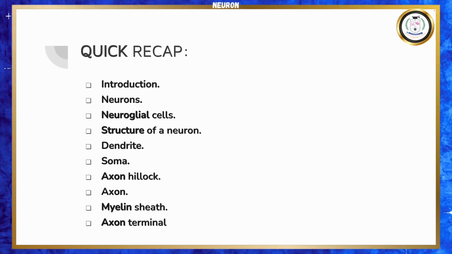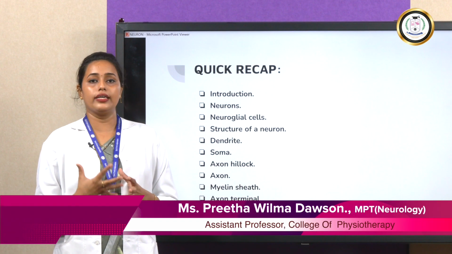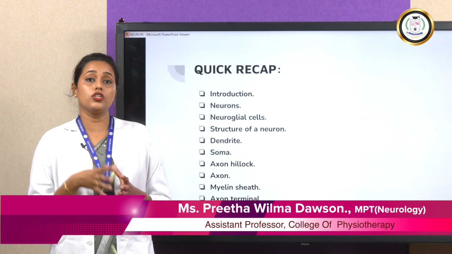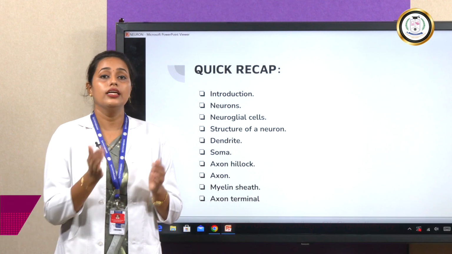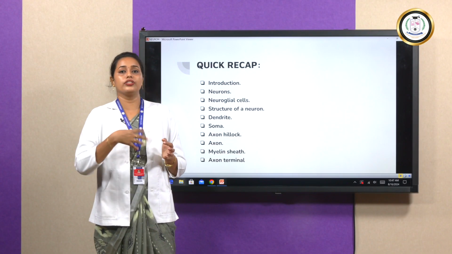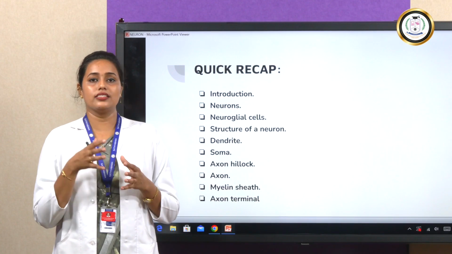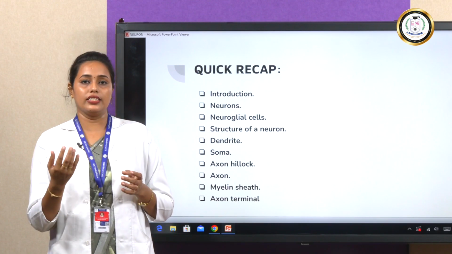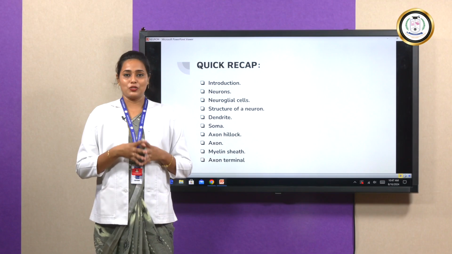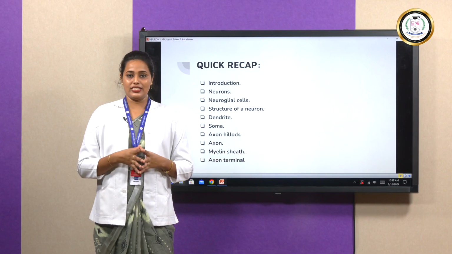Again, we discussed the axon terminal. The axon terminal is the end portion of the axon, in the form of finger-like projections. This structure is very essential in transmitting action potentials from one neuron to another, or from a neuron to a muscle. So the axon terminal is responsible for sending signals for further processing. With this we have come to the end of today's session. Thank you.